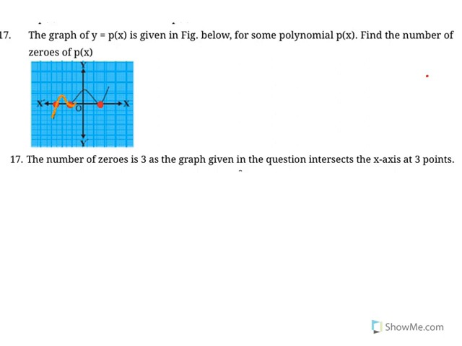This is the graph of the polynomial, and it intersects the x-axis at 3 places. Hence it has 3 zeros. So the number of zeros of this graph is 3.